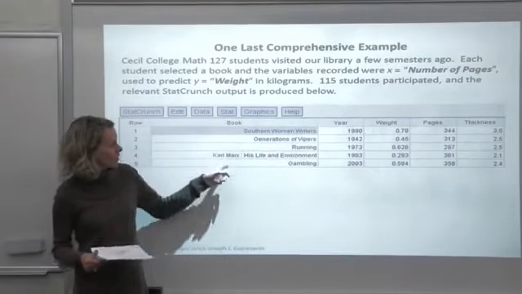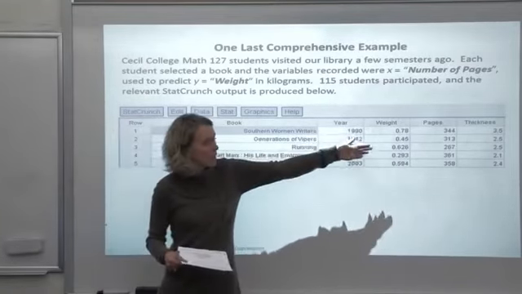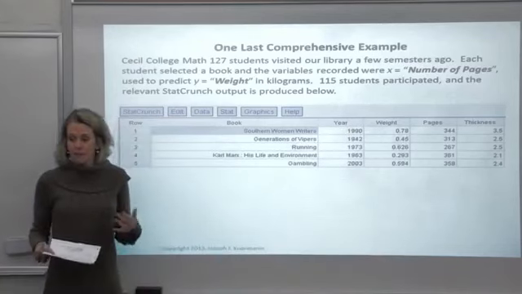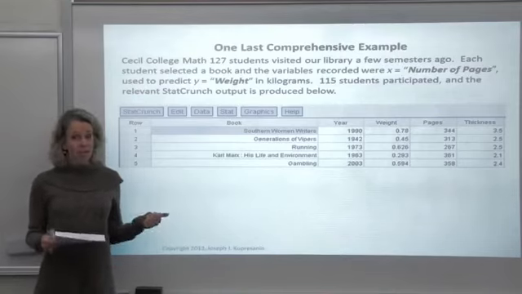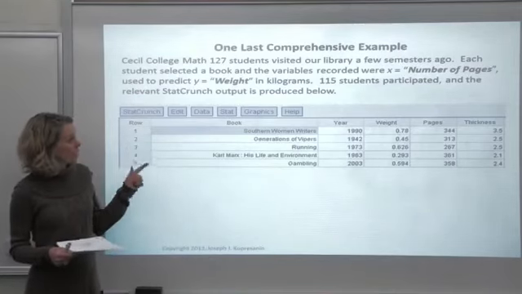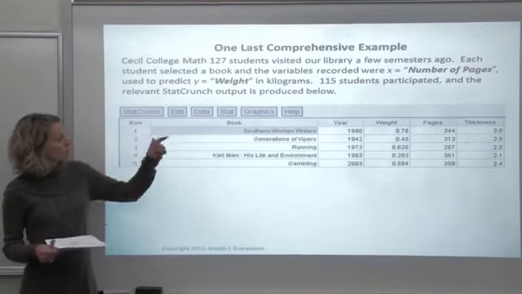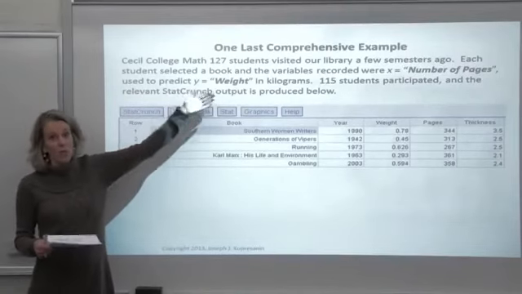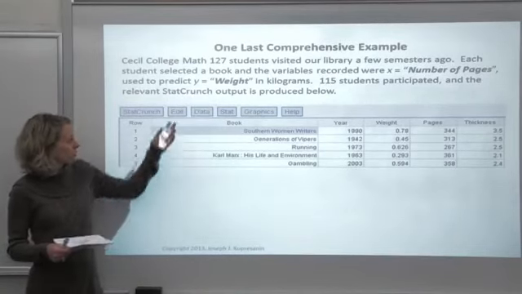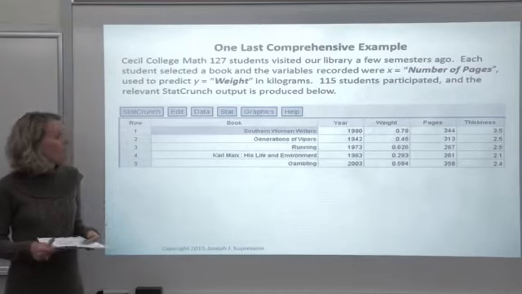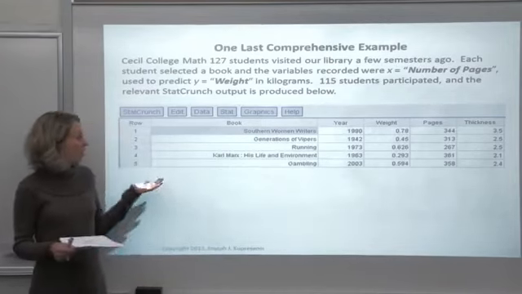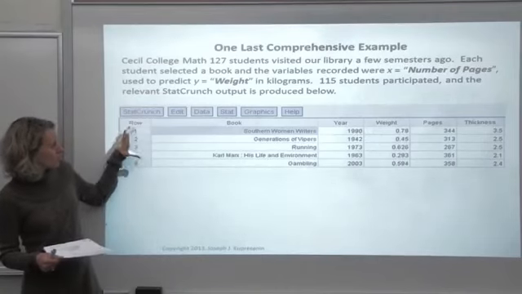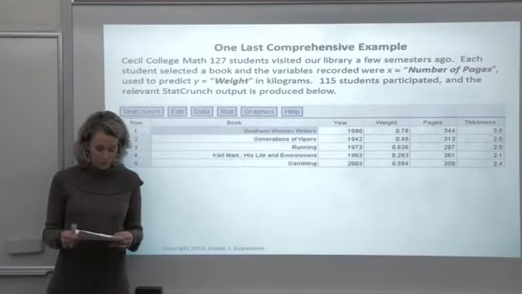You can see they have the title of the book, the year, the weight, the pages, the thickness. The variables that we're interested in for this problem are the number of pages. That's going to be our X explanatory variable. We're going to use the number of pages to help predict the weight of the book in kilograms. So weight will be our Y variable. We had 115 students that participated in this. And again, this is just a small clip of some of the StatCrunch data for this one.